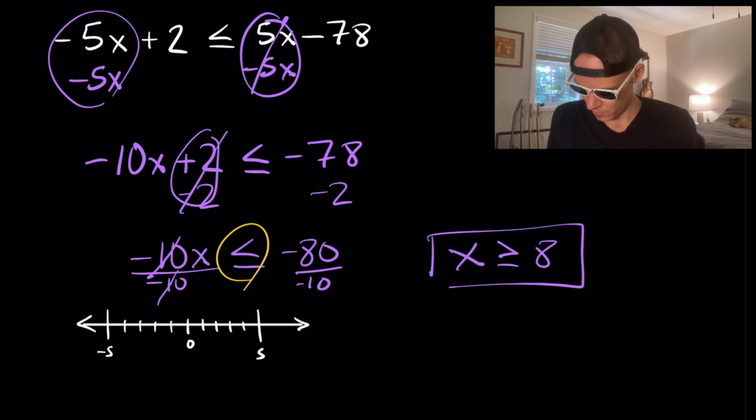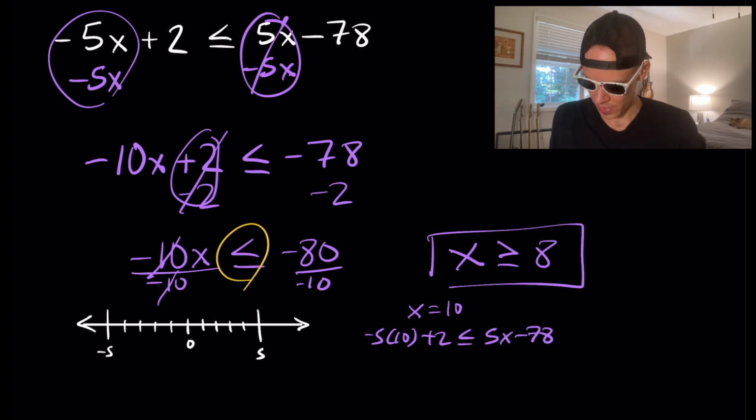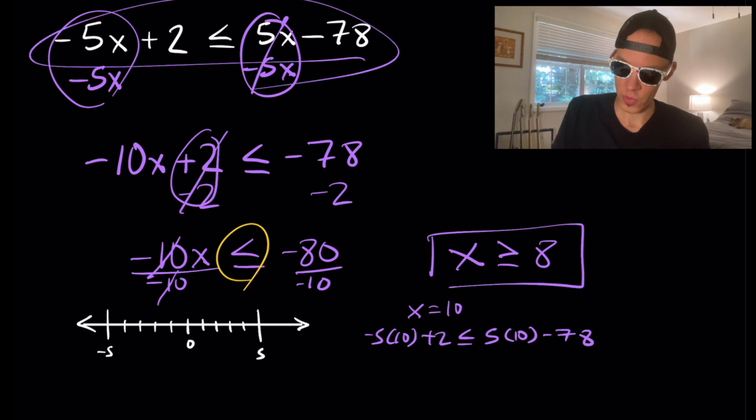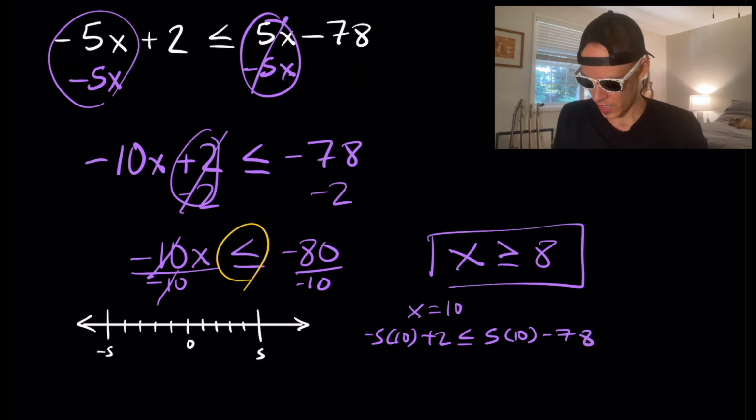Or we'll just do one test point. Let's say x is equal to 10. Pick an easy number to work with. So -5 times 10 plus 2 is less than or equal to 5x minus 78, or I should do 5 times 10 minus 78. So remember, I'm using this original inequality, which is why the sign is flipped compared to our answer.